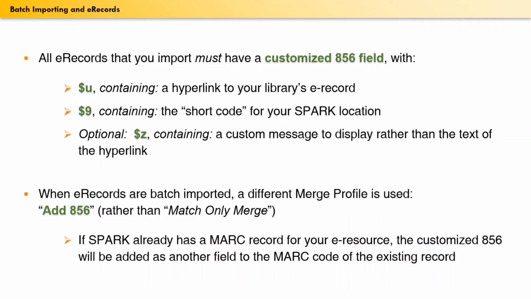Now, if a vendor sends you an e-record, it should already have the subfield U and the direct website address. As far as subfield 9 and subfield Z, you can upload the e-records and then change them within Evergreen once the uploads are done. But if you're dealing with a large batch of e-records, that can take quite a while.